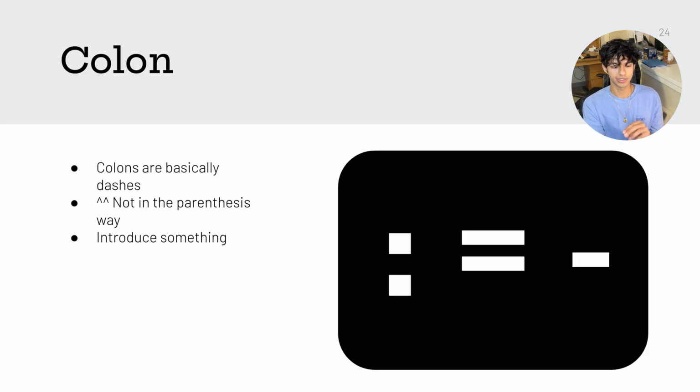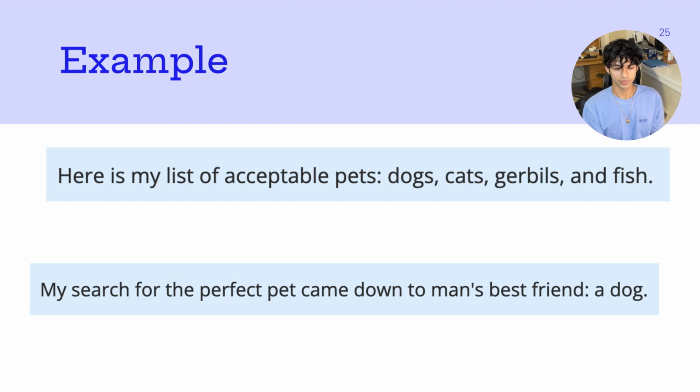Okay, colons are basically dashes. I don't mean this in the parentheses way this time. I mean this in the introduce something way. So for example, here's my list of acceptable pets. So the colon introduces a list. That is one way of introducing something, and the second way is introducing something related to that sentence. My search for the perfect pet came down to man's best friend, a dog. So a dog is introduced by the sentence prior to it.